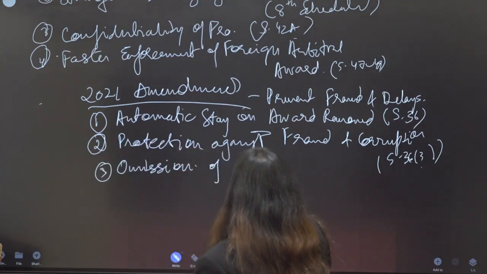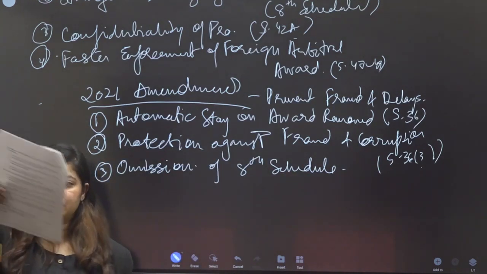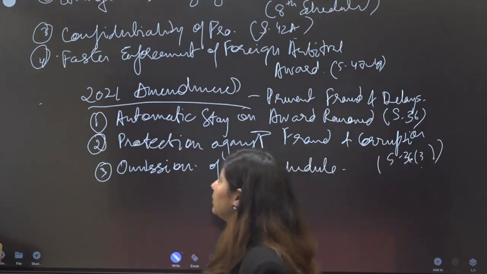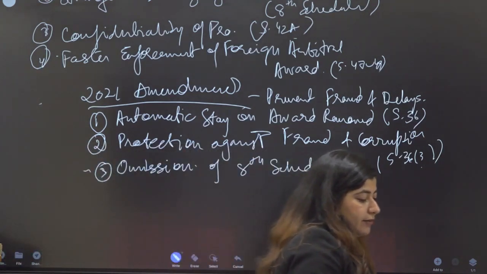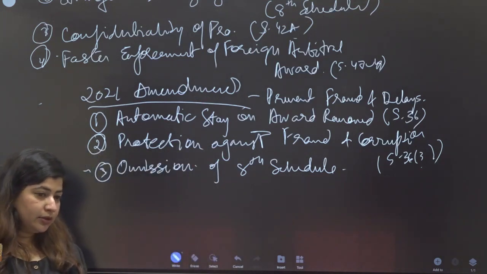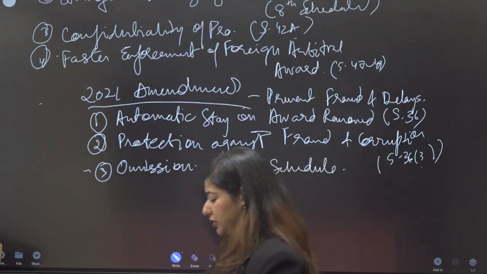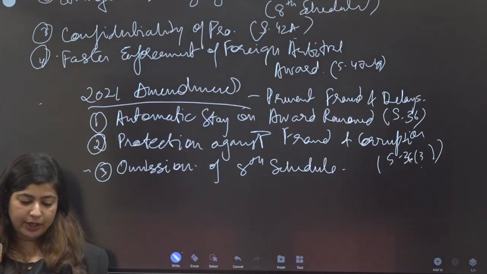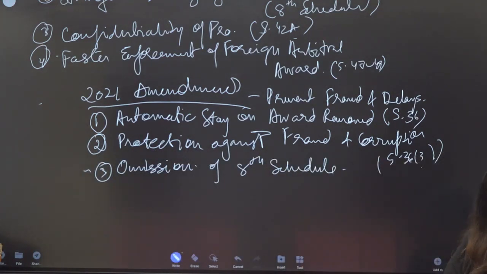Third is your omission of the 8th schedule. What was the 8th schedule? The 8th schedule talked about the qualification of arbitrators. So the earlier requirement of having only certain professionals as arbitrators was seen as restrictive. This is conflicting with the second part of your 2019 amendment. The 2021 amendment deleted the 8th schedule, allowing parties to appoint foreign nationals as arbitrators.